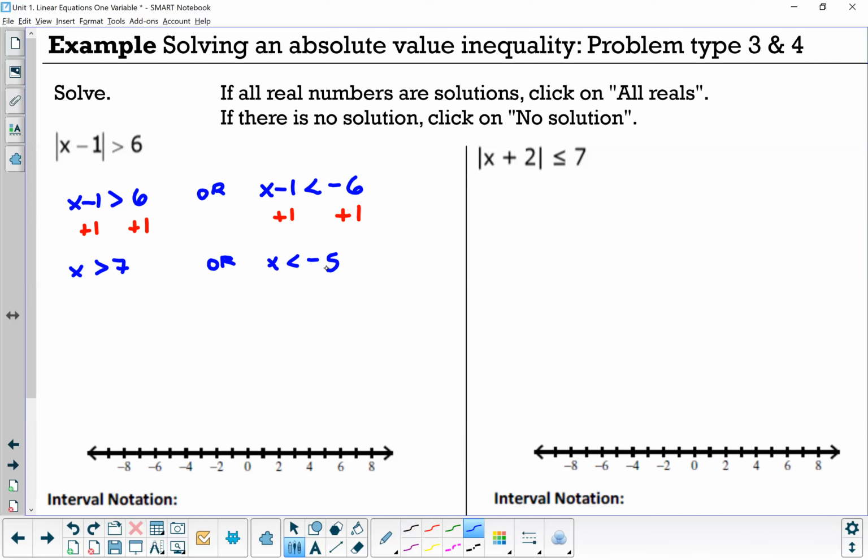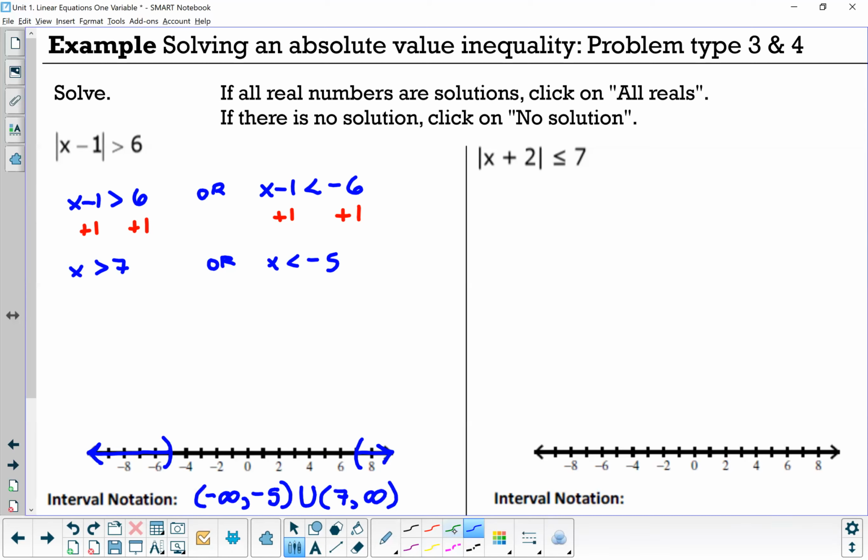All right, so now graphically this means, we have a parenthesis at -5, or open circle, and we're shading down, or a parenthesis at 7, or an open circle, and we're shading up. So in interval notation, we have -infinity to -5, parenthesis, and then union, then we have 7 to infinity.